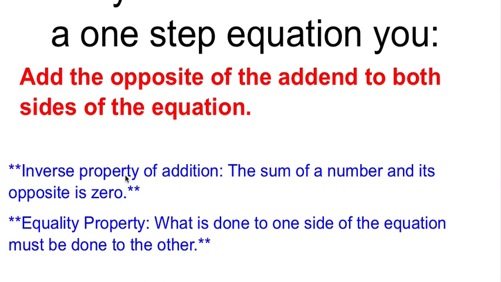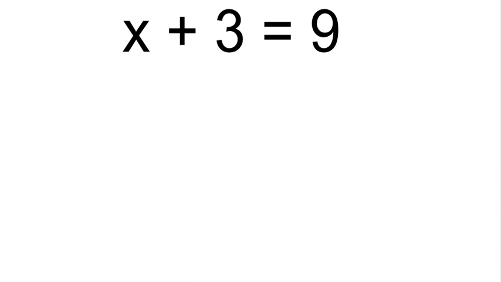And we do this because we're using both the inverse and equality properties. So the inverse property of addition means the sum of a number and its opposite is 0. So basically you want the addend to equal 0. And you use the equality property because what you did to one side of the equation you have to do to the other. Pause the video, make sure you write this down.